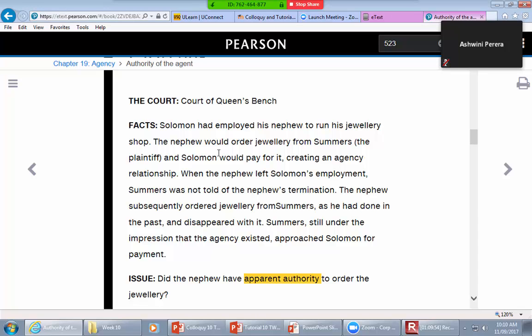If I change this to something like the nephew decided to order jewelry from Summers and expected Solomon to pay for it. Does that change anything in the outcome? So this is the first time the nephew decided to approach Summers and ask for this jewelry on behalf of Solomon as a principal, and Solomon would pay for that jewelry. Does that change anything, you think?